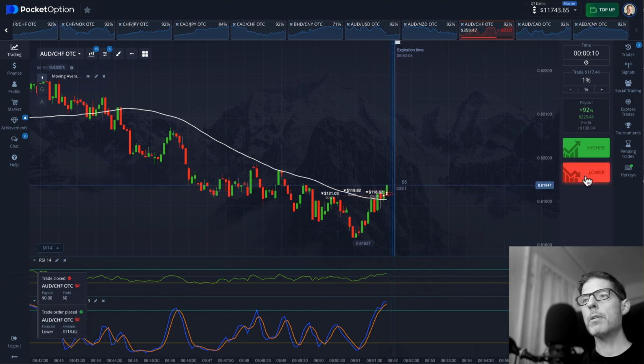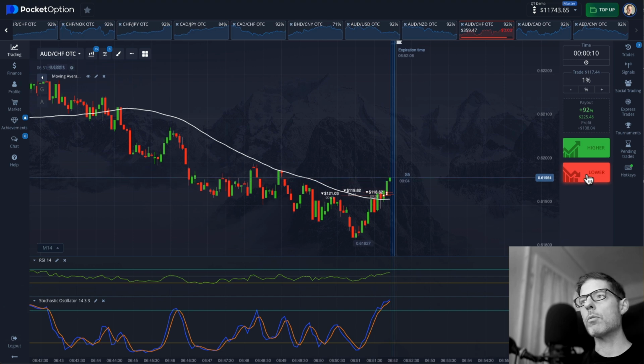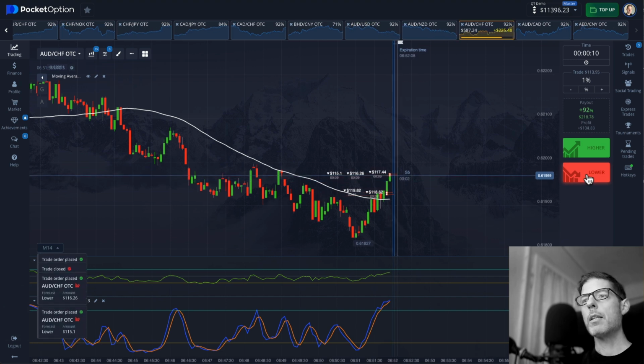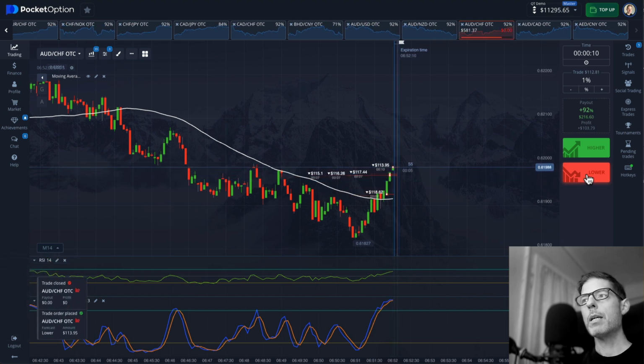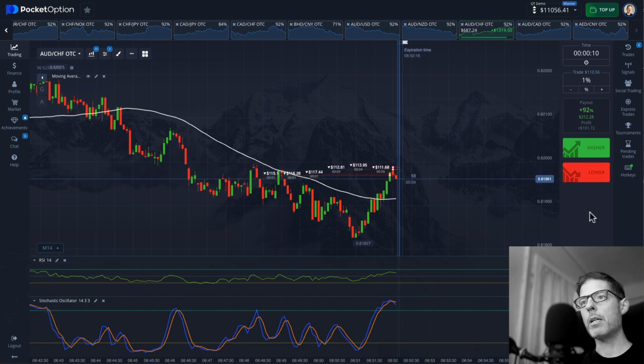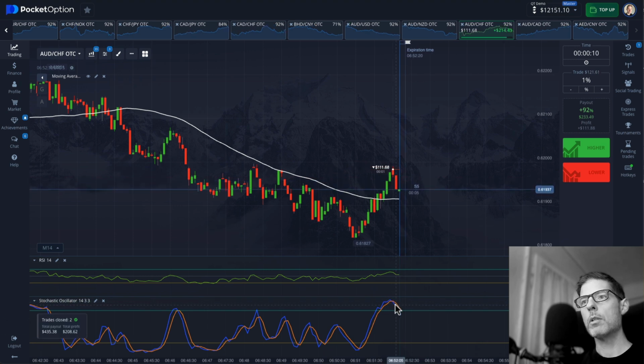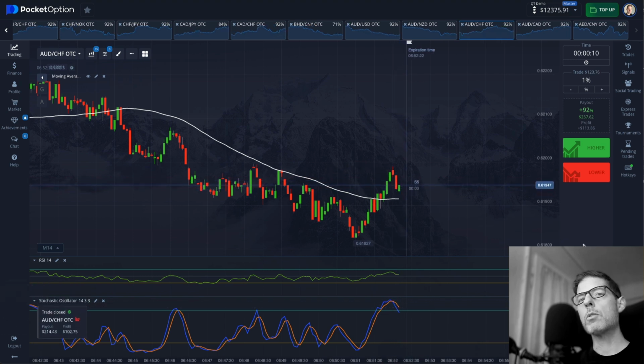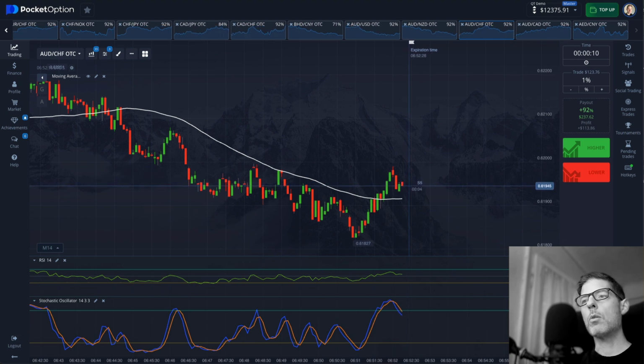And sure enough, because we're going in a downward direction, eventually the market has to turn around and start coming down in the other direction. Look at this. There it is. You've got the blue line crossing over the orange. Look at that. So this is something that you guys want to practice. The stochastic oscillator is one of my most favorite indicators inside Pocket Option.